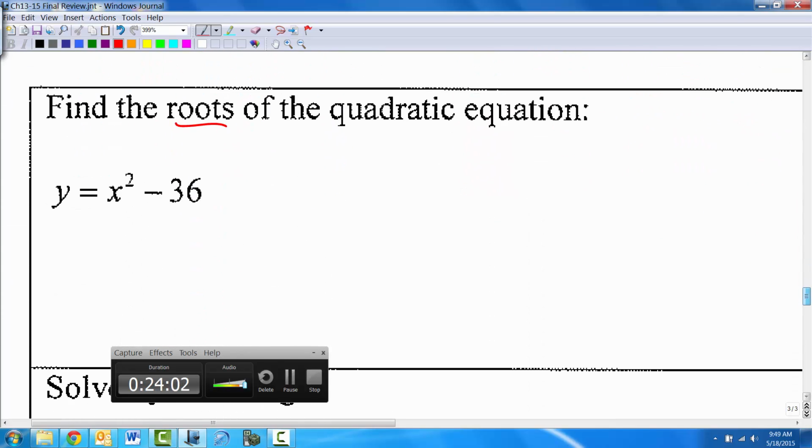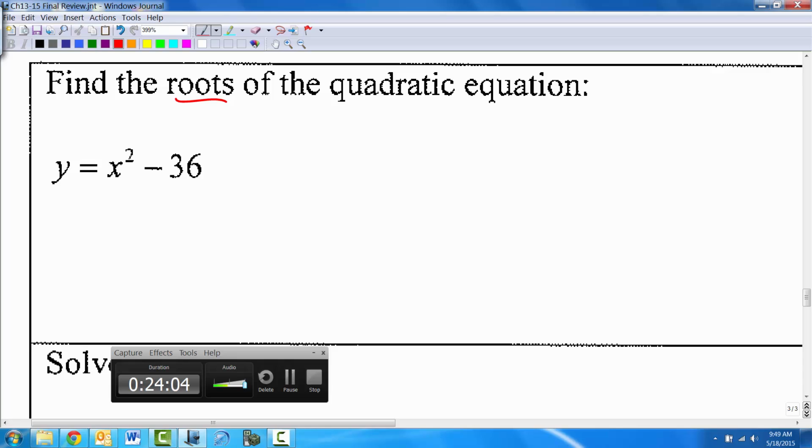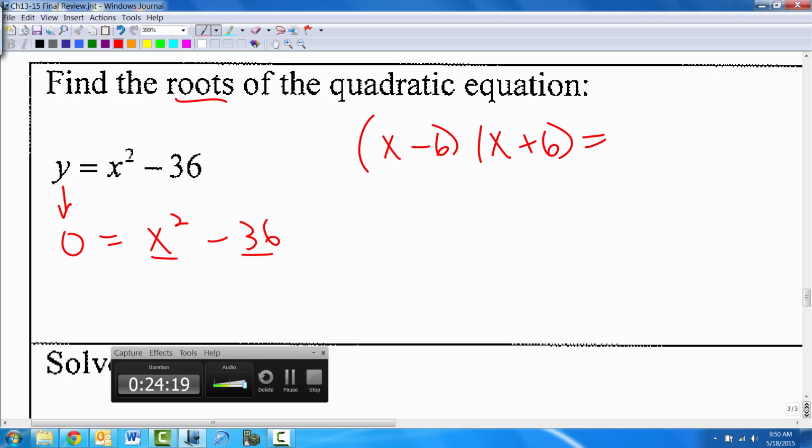Got quite a few questions to do here. Find the roots of the quadratic equation. Well, that just means, again, plug in 0 for y and solve. This is a difference of two squares. So this would be x minus 6, x plus 6. And that equals 0. So that means x equals 6 and x equals -6.